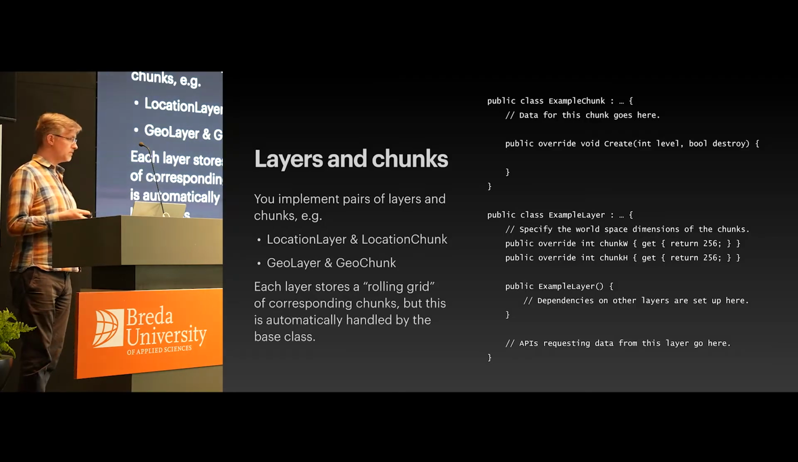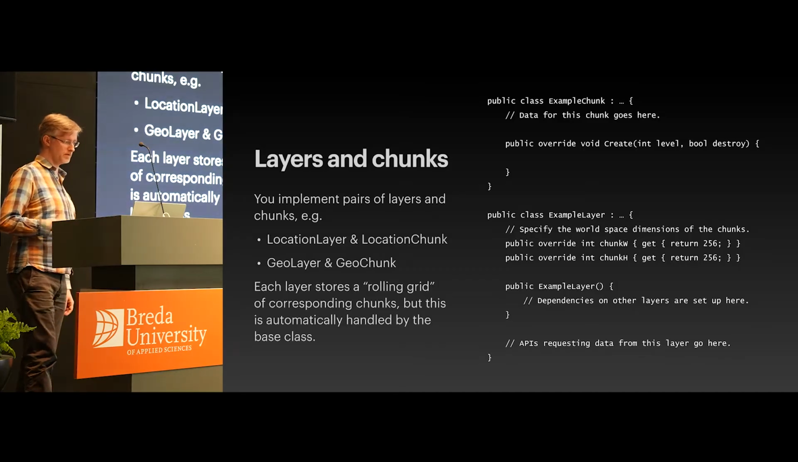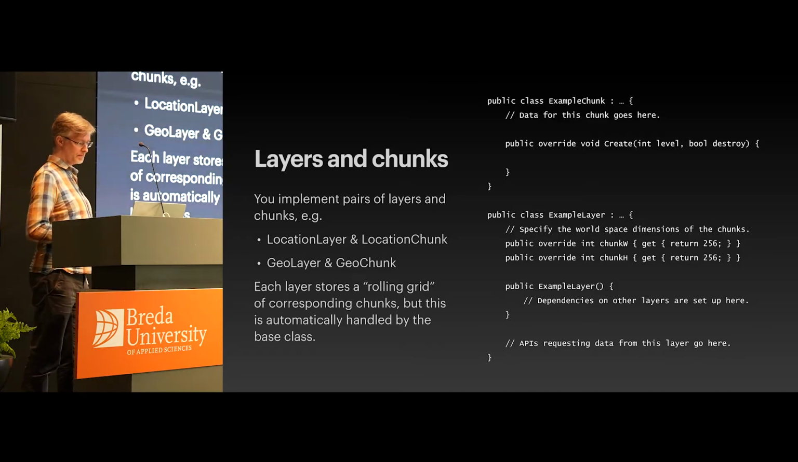So you need to be a programmer to use this for now, at least in my implementation. And you generate pairs of classes that represent a layer and the chunks for that layer. For example, location layer and location chunk, geo layer and geo chunk. In the base class of a layer, it stores a rolling grid for all the chunks of that layer. But when you implement a specific layer, you don't need to do that because it's handled in the base functionality. And to the right is some code, but I have to move quickly forward.